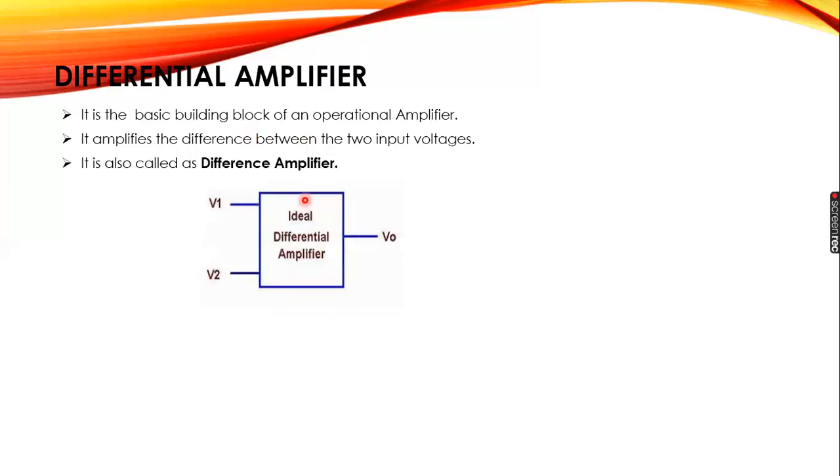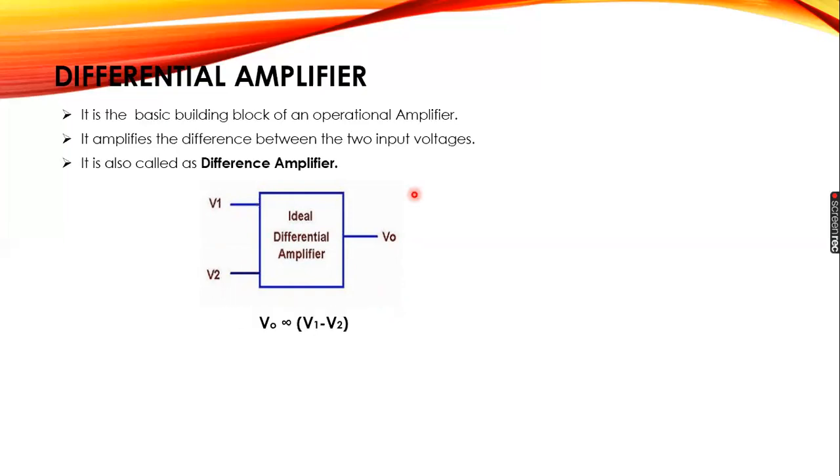So this is the simple block diagram of ideal differential amplifier, which consists of two inputs V1 and V2 and one output V0. Of these inputs V1 and V2, one is a positive input, or we call it as non-inverting input, and the other one is inverting input or negative input. So both are opposite in polarity, and output will be equal to V1 minus V2. If V1 is positive and V2 is negative, V0 can be written as V1 minus V2.